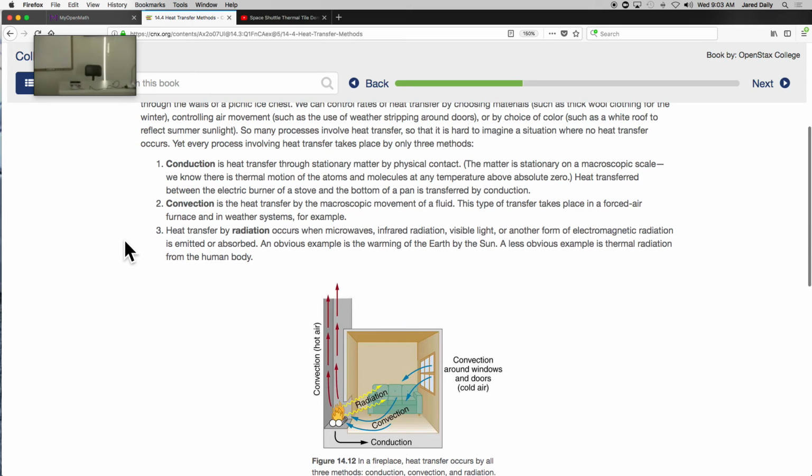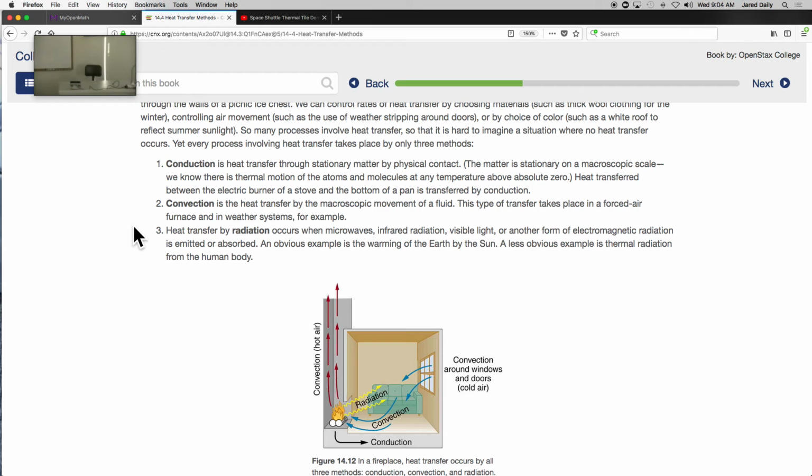And you may have learned these at some point in your life, and they're pretty simple. Conduction of heat occurs when two things come in contact with each other. It can be two solids coming in contact with each other. It can be a liquid and a solid coming in contact with each other. It can be a liquid and a gas, or a solid and a gas. It doesn't matter. If they're in contact with each other and they transfer some heat energy one to the other in some way, then that's considered conduction.